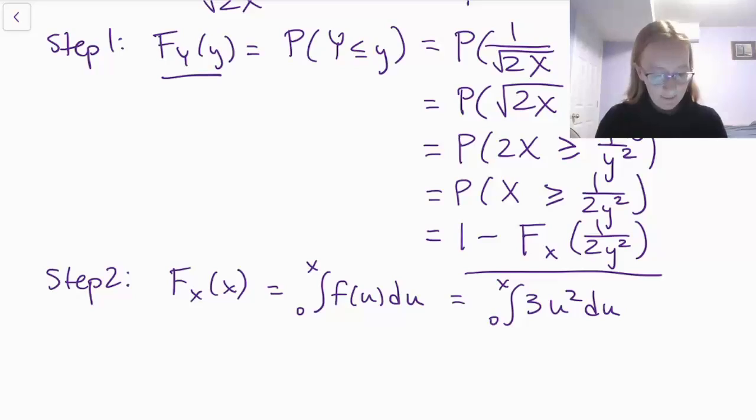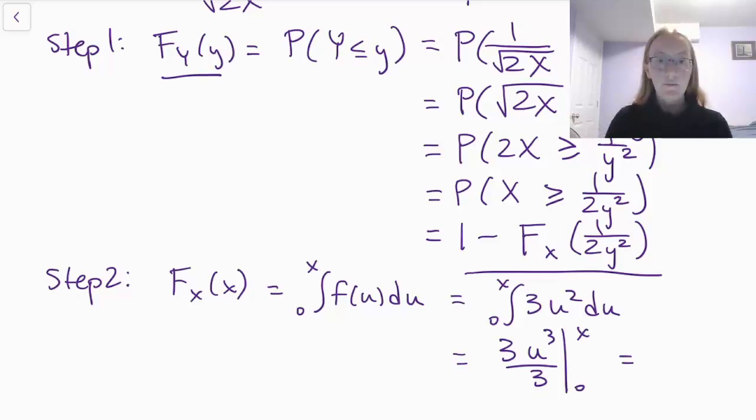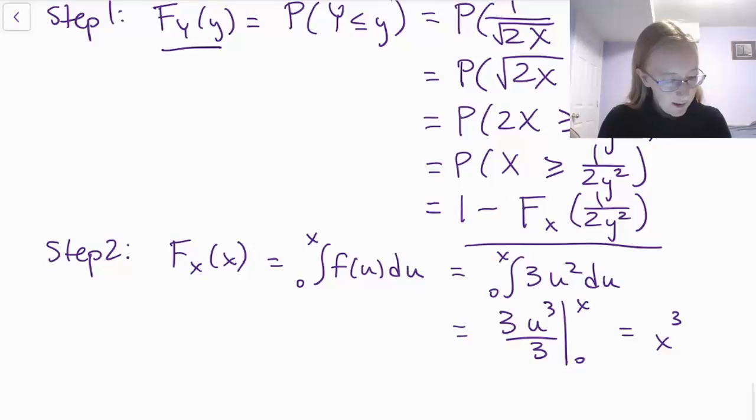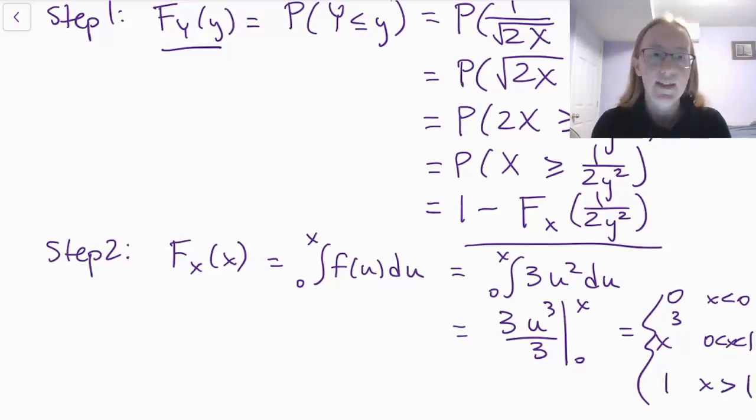And integrating that, we'll get 3u cubed over 3 evaluated at 0 and x, which is x cubed. So the CDF of x is just x cubed if x is between 0 and 1. And if we really want to be fancy about it, it's also 0 for x less than 0 and 1 for x greater than 1. So that's our CDF. Okay, so that's cool.